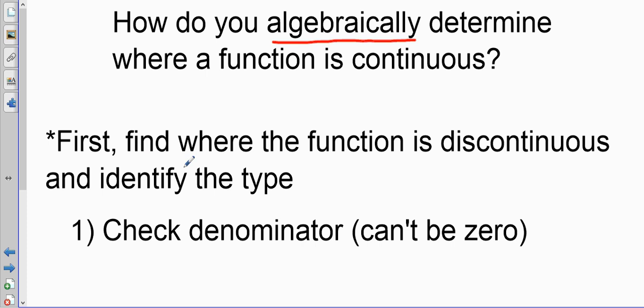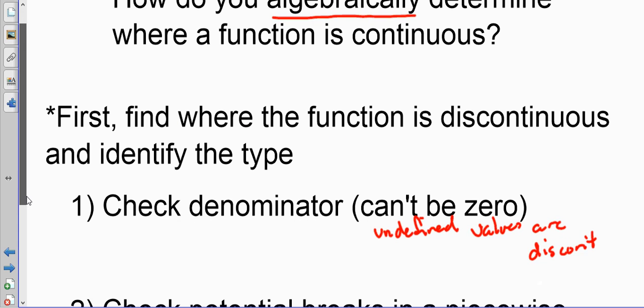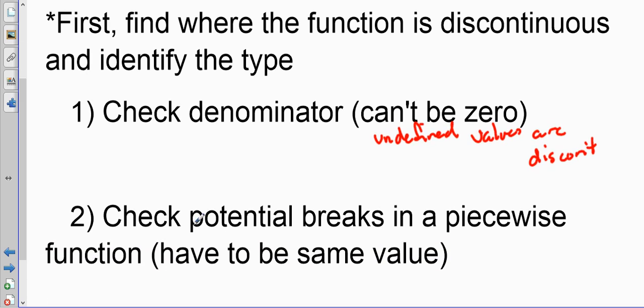Well, first, find where the function is discontinuous, then identify the type. So check the denominator. It can't be 0, right? The denominator cannot be 0. Wherever the denominator is 0, that means we have undefined values. Undefined values are discontinuity. I didn't say what type, but any undefined value is a discontinuity. The other one is you need to check the potential breaks in a piecewise function. They have to have the same value. We'll talk about those in just a second. So let's go through a couple of those right now.